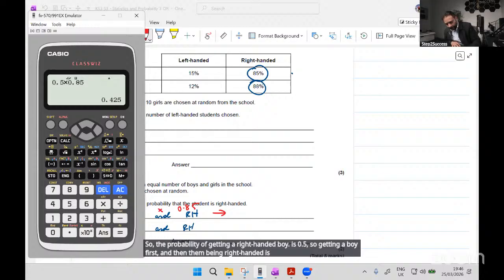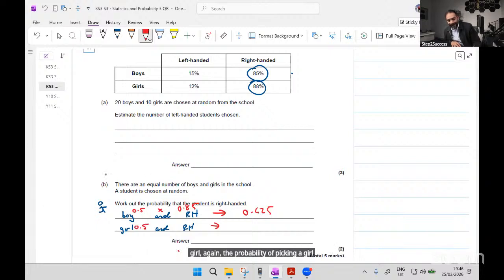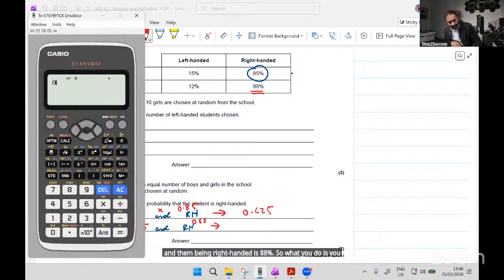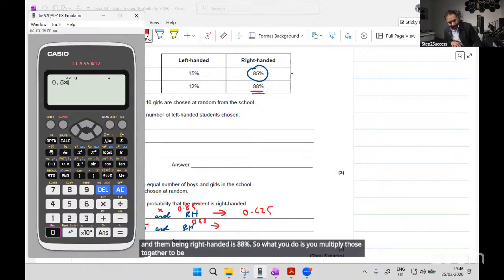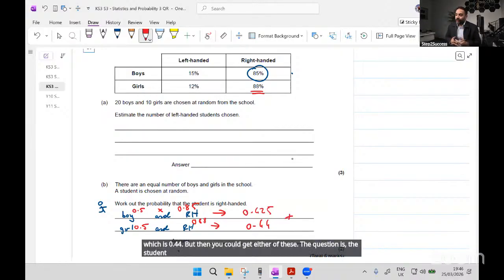is 0.425. For a girl, again, the probability of picking a girl is a half, and them being right-handed is 88%. So what you do is you multiply those together to get girl and right-handed, which is 0.44. But then you could get either of these. The question is, the student is right-handed. There could be a boy who's right-handed, or they could be a girl that's right-handed.